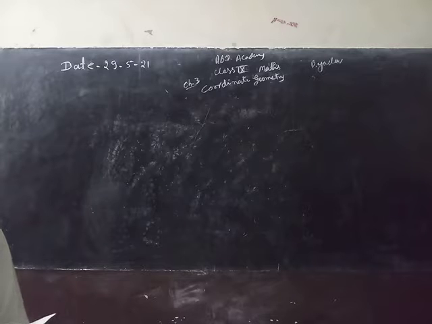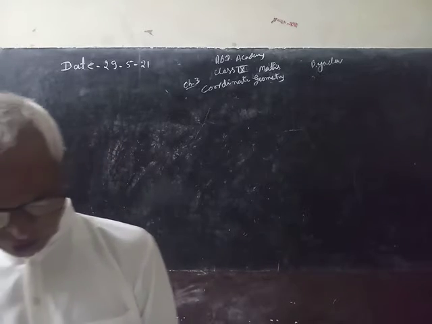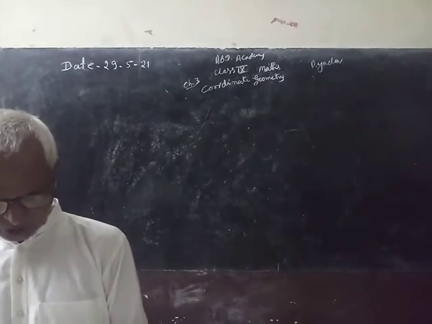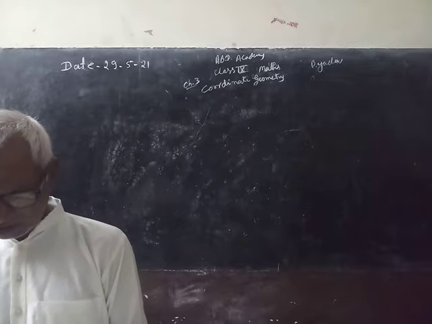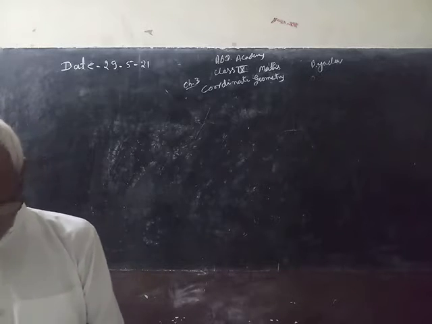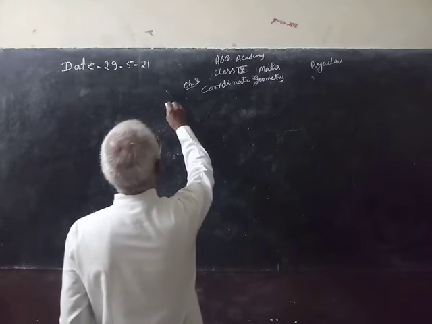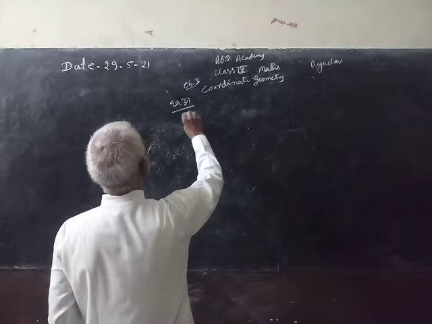Now, exercise 3.1. Here the position of your table was given, I have described it to you. Street plan. A city has two main roads which cross each other at the center of the city. See here, there is a city. It is exercise 3.1, question 2.